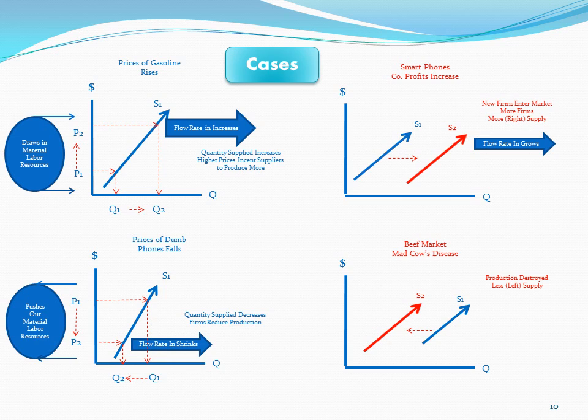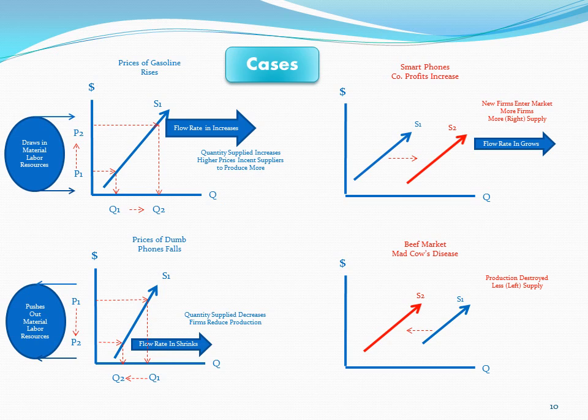That's essentially saying that you're reducing the number of beef suppliers, that the industry is shrinking. You've destroyed the animals. Fewer cows in the herd, fewer animals, means that production is destroyed. That is, less supply, and the supply shifts to the left. That's a decrease in supply. Of course, mad cow disease would affect both sides of the market because consumers might feel that the meat is no longer safe.